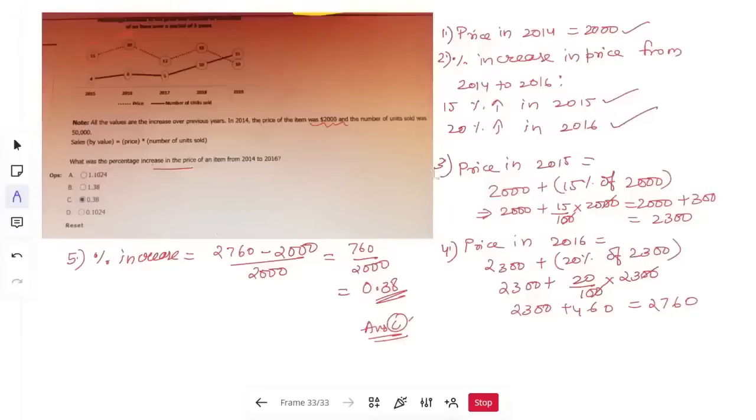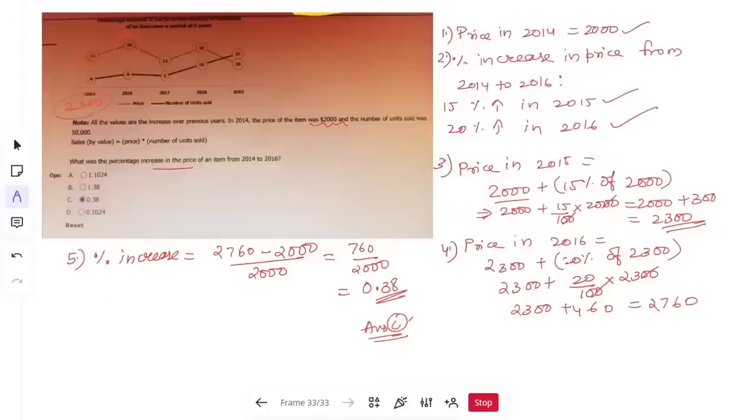We were told that in 2014 the price was 2000, so the price in 2015 will be 2000 plus the increase, which means 15% of 2000. When you solve it, you will get the new price value, that is 2300. So in 2015 the price value was 2300.